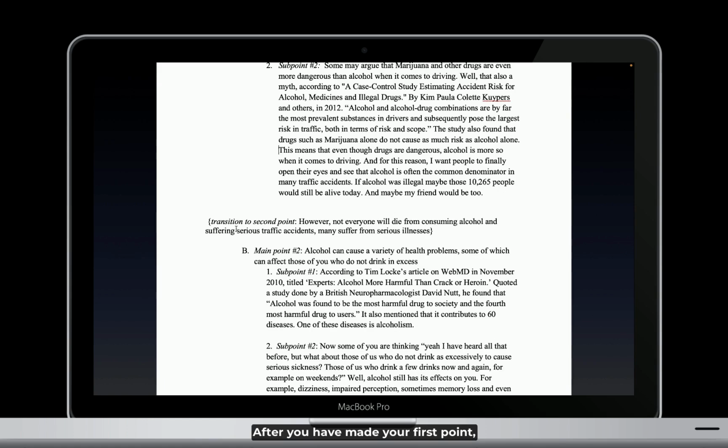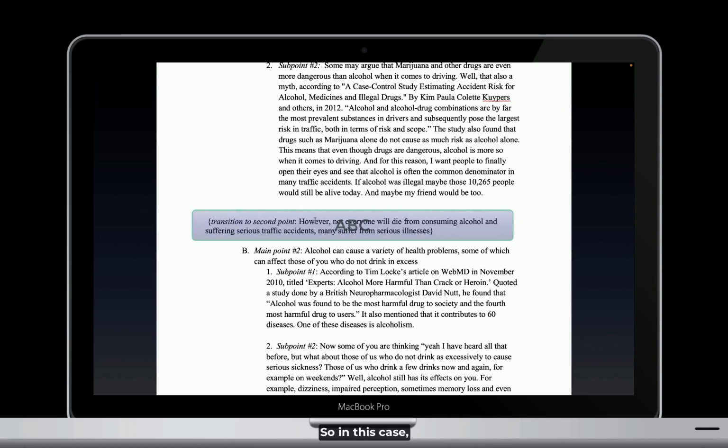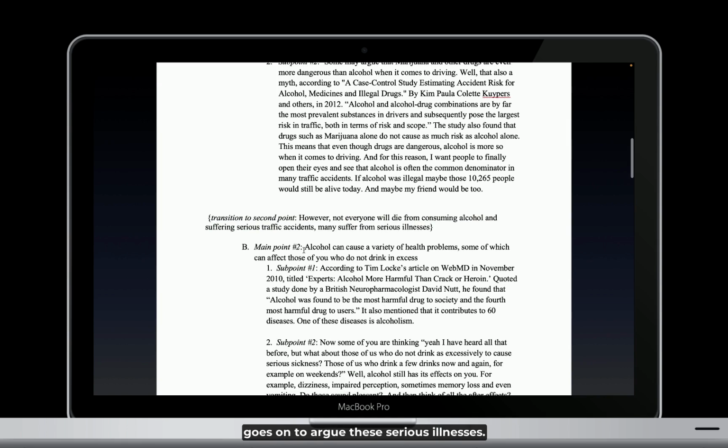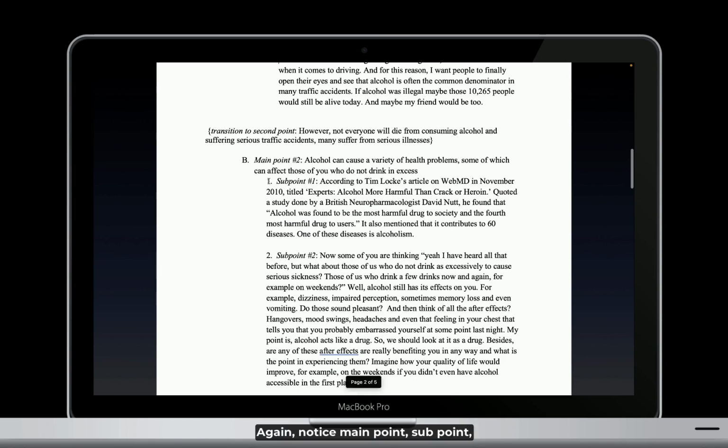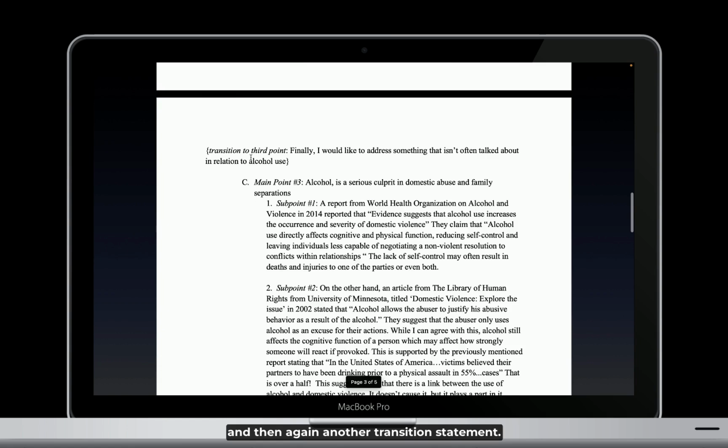After you have made your first point, make sure you have another transition statement and that leads you into the second point. So in this case, however, not everyone will die from consuming alcohol and suffering serious traffic accidents. Many suffer from serious illnesses. And then Sam goes on to argue these serious illnesses. Again, notice main point, subpoint, and then the second subpoint. And then again, another transition statement.